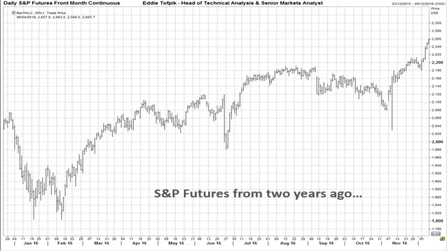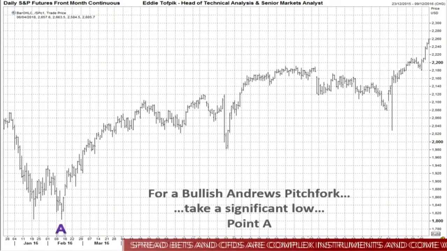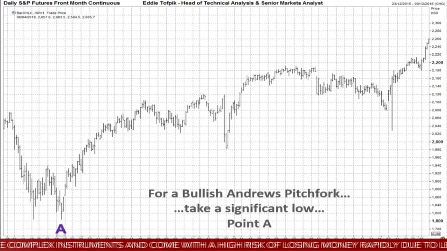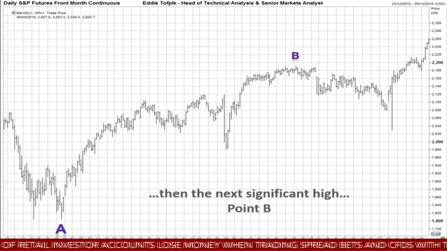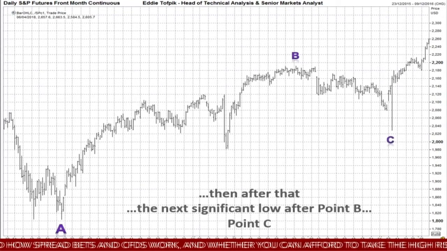You've brought along a lot of charts. Talk to us about where we start, and you've got here a chart of the S&P futures from 2 years ago. Now this is actually from a presentation I made at the Society of Technical Analysts about Andrew's Pitchfork, and I used an example, the S&P futures from 2016, and very simply, this is how you draw one. You take a significant low, in this particular point A, which is back in February 16. You then take a significant high, the next significant high, which was point B, and then the next significant low after that, which is point C.